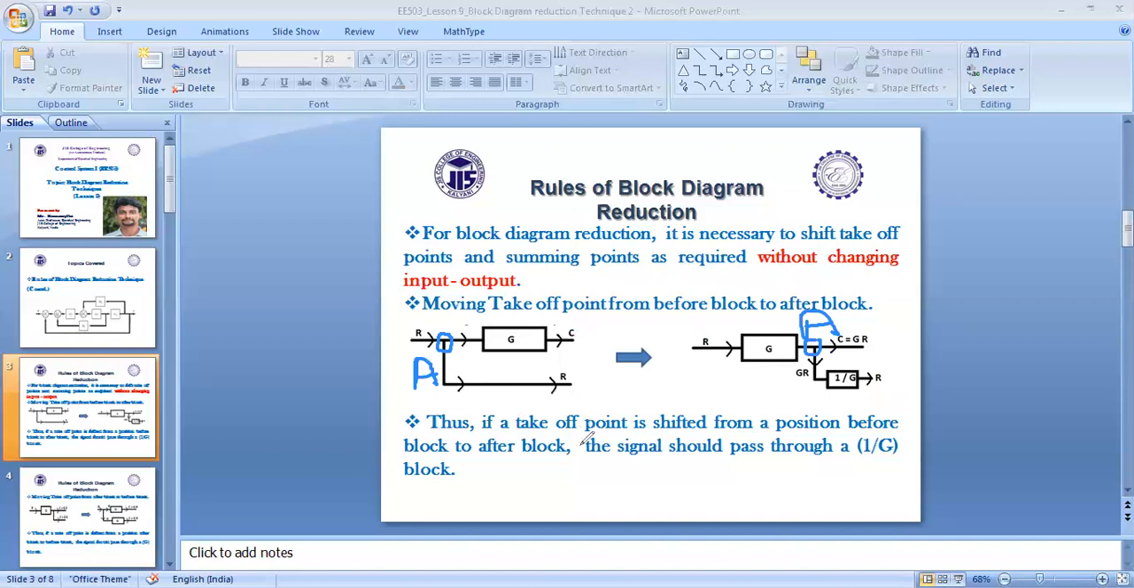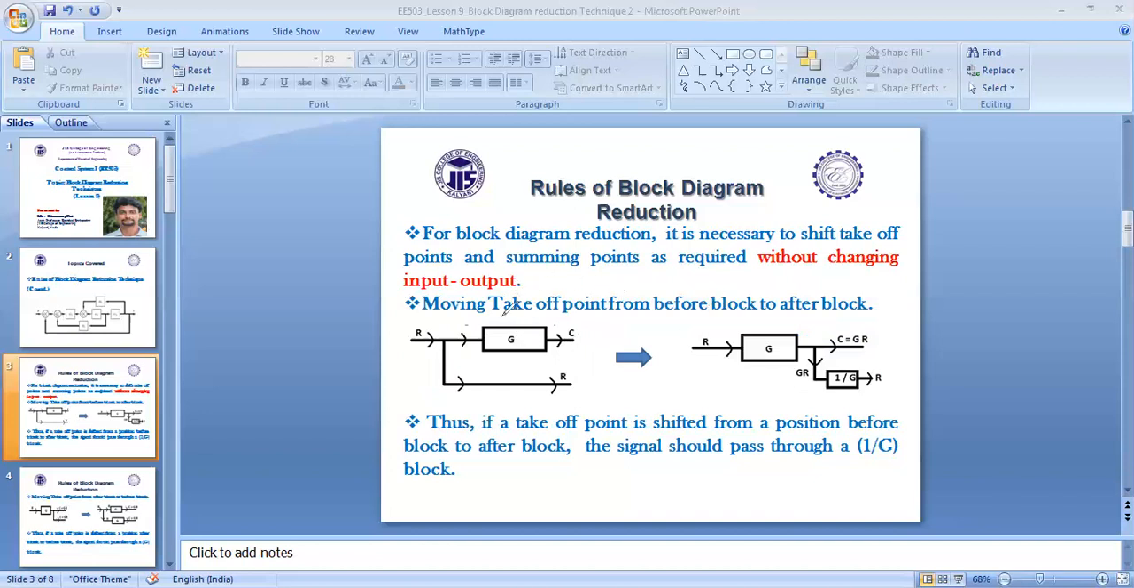So how can it be done? See here, R is the input. When R is passing through this G block, we will get an output C, which is the multiplication of G and R. So this is one output. Another output is taken directly from the input. So the output is R. So we have two outputs. One is C, that is equal to GR, another is R.